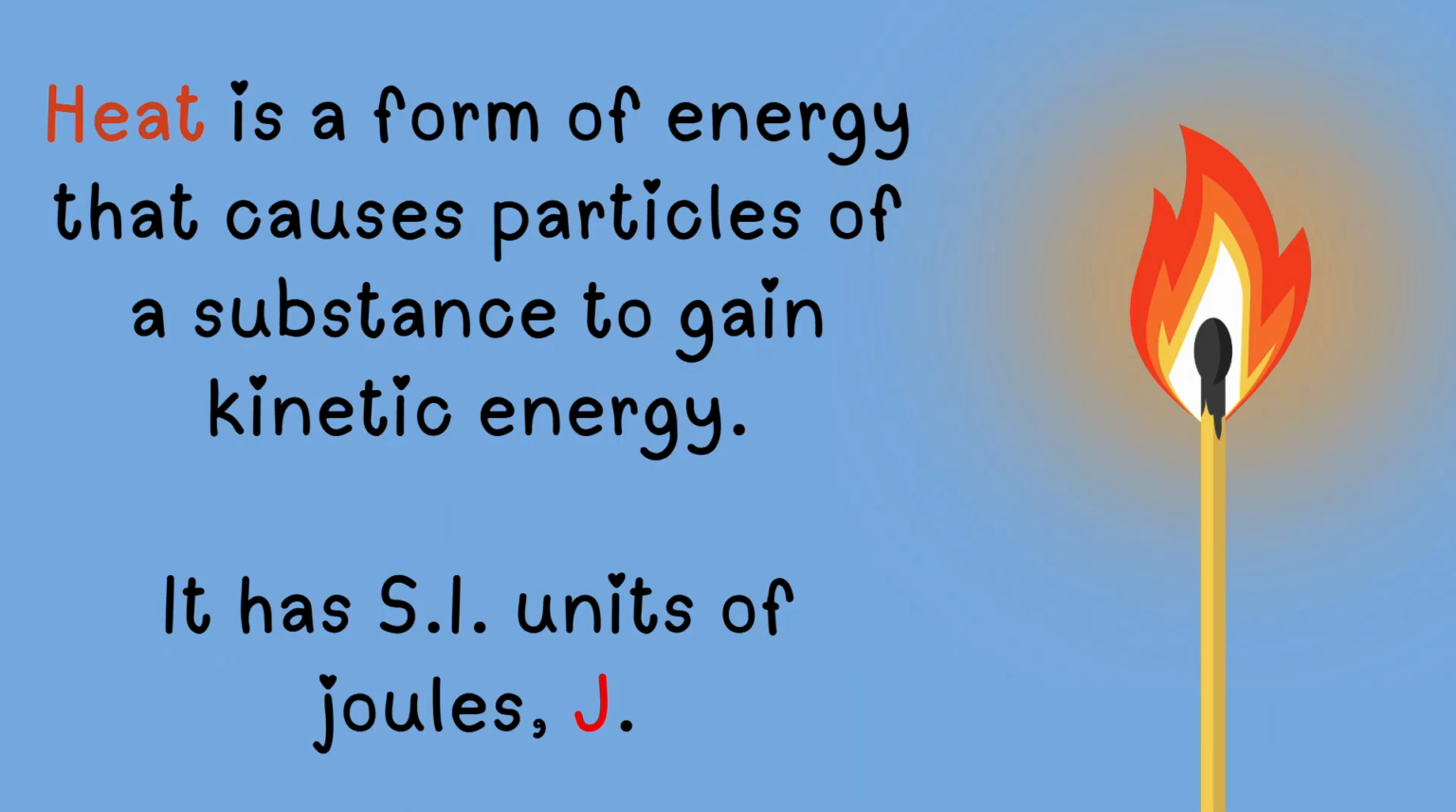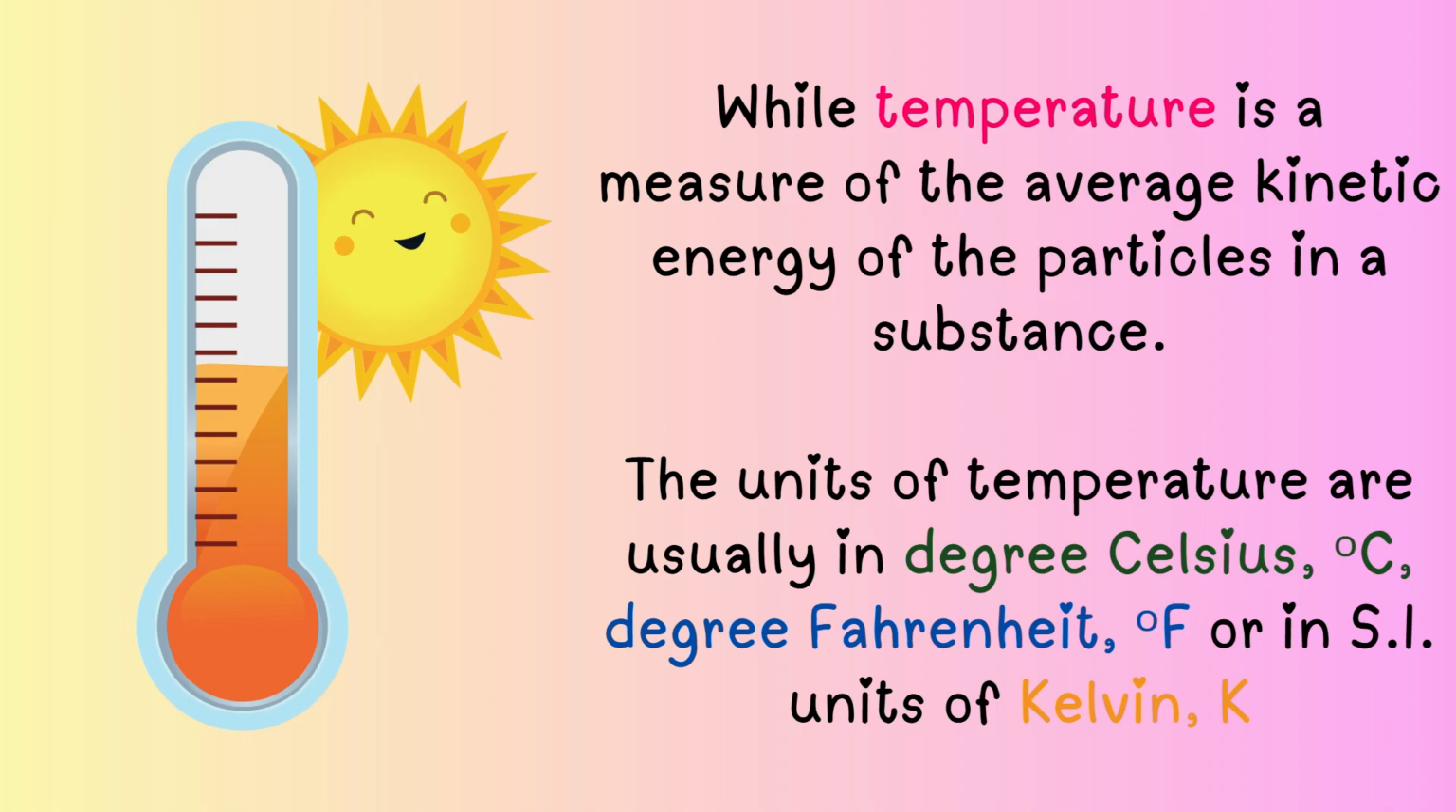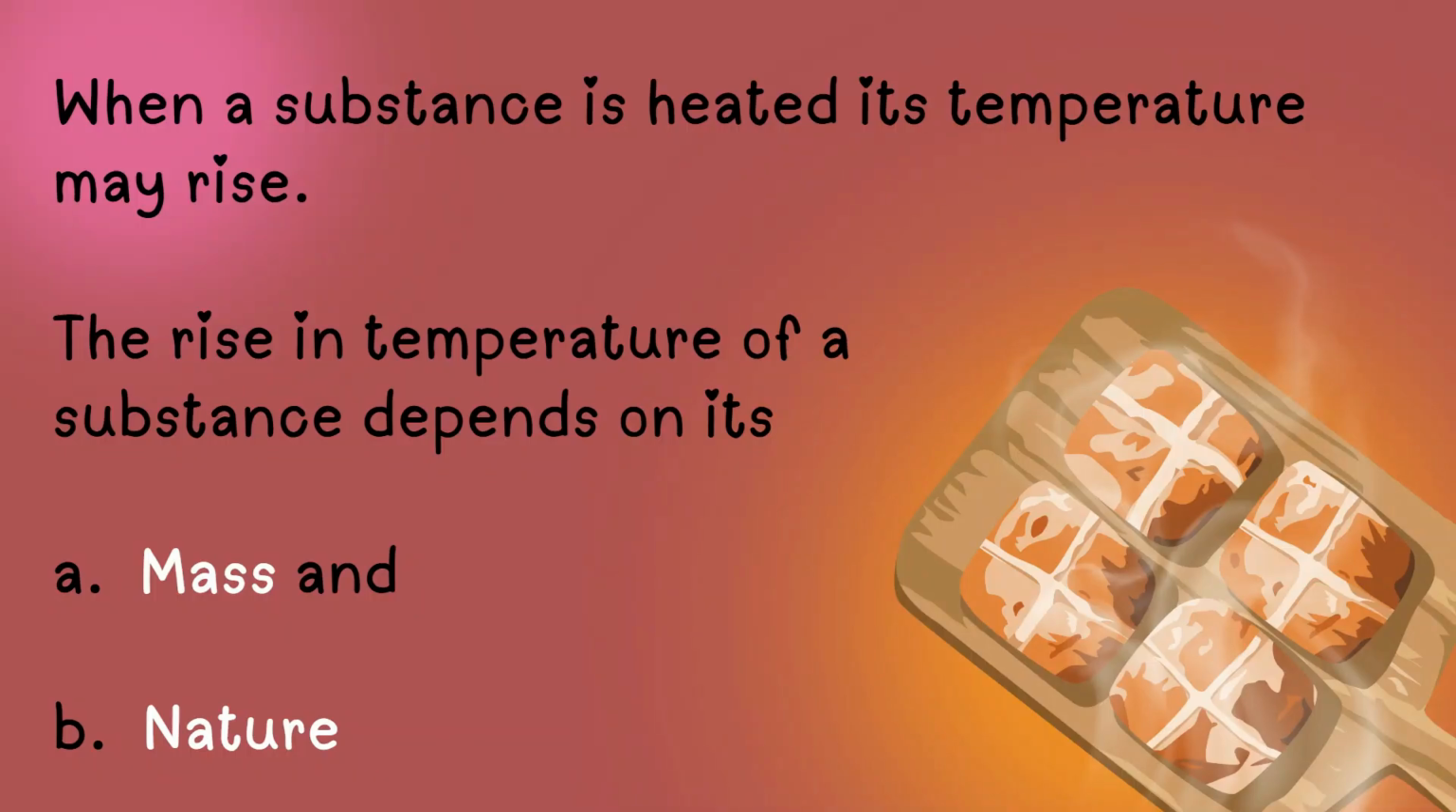Heat is a form of energy that causes particles of a substance to gain kinetic energy. It has SI units of joules, while temperature is a measure of the average kinetic energy of the particles in a substance. The units of temperature are usually in degrees Celsius, degrees Fahrenheit, or in SI units of Kelvin.